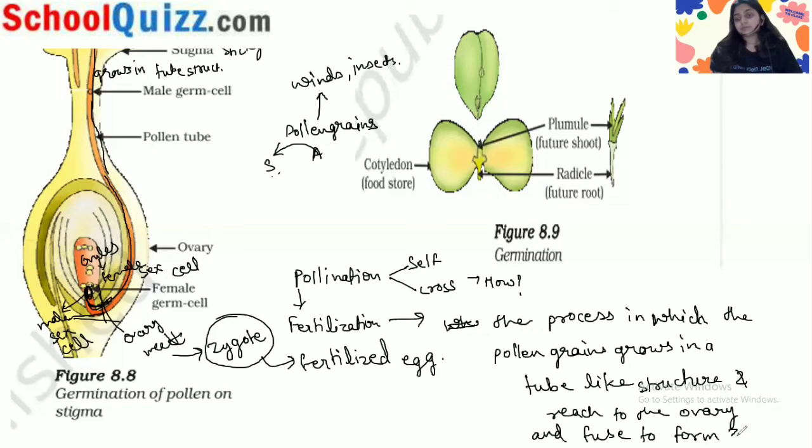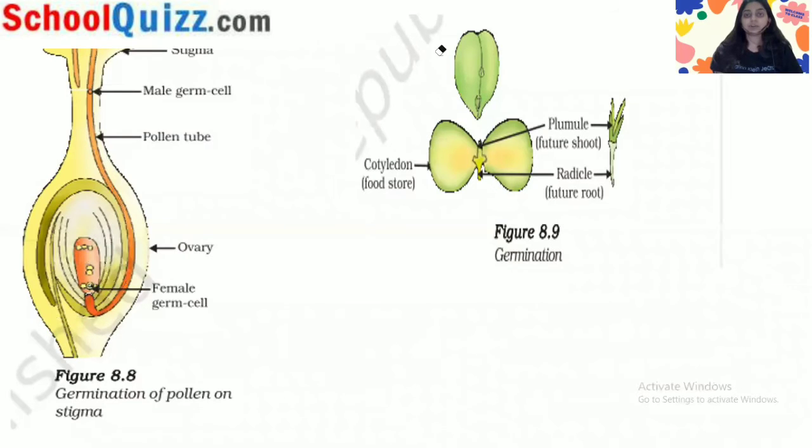So what is zygote? Zygote is a fertilized egg. So pollen grains, when they stick to the stigma, burst and grow in a tube-like structure and reach the ovary, where they meet the female sex cells in the ovules, and they form a zygote, which is a fertilized egg. So this is the fertilization process. Now let's move to the next process, which is the formation of seed.